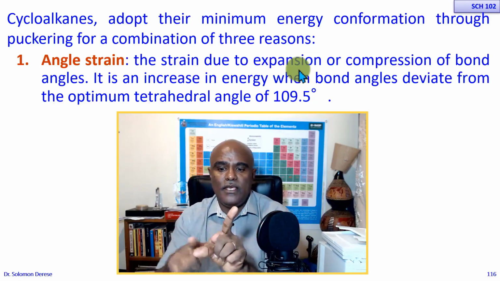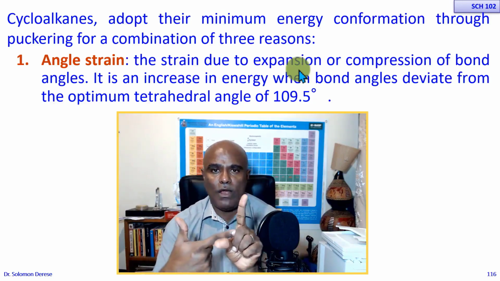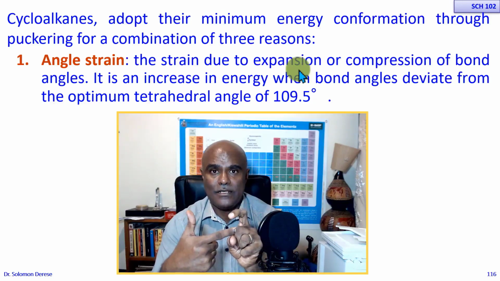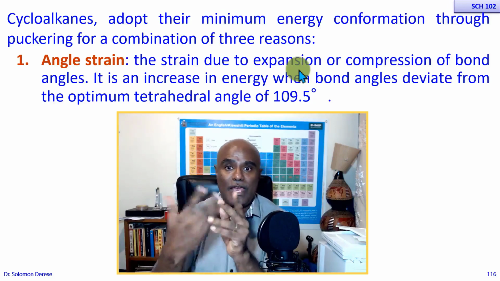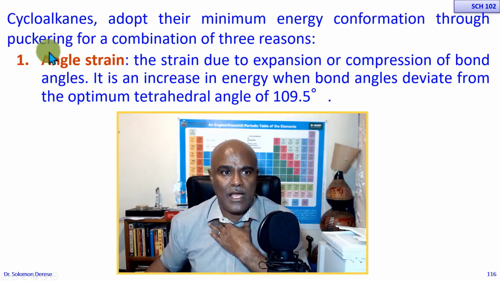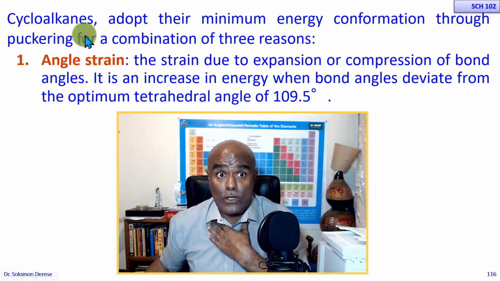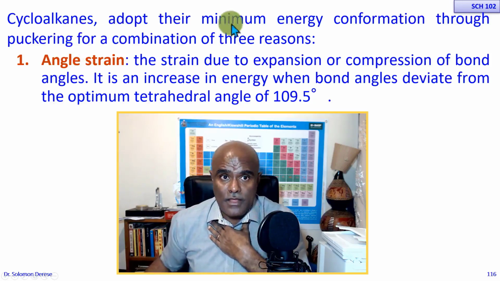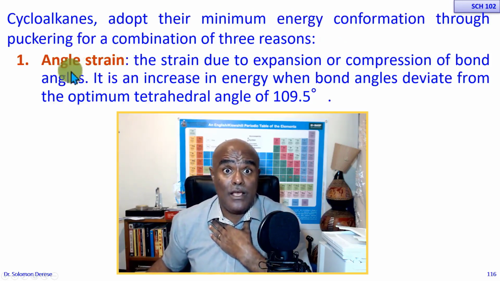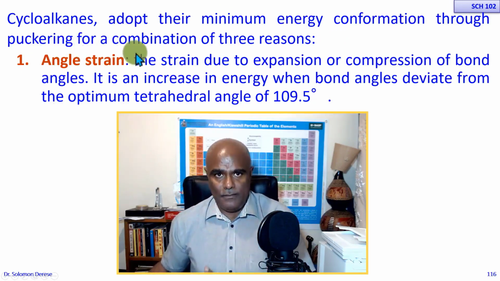So this is the ideal 109.5 degrees. And then their bond angles could compress or expand to be more than 109.5 degrees. Whichever the case, it will bring angle strain. So cycloalkanes will adopt their minimum energy conformation in order to minimize or eliminate angle strain.